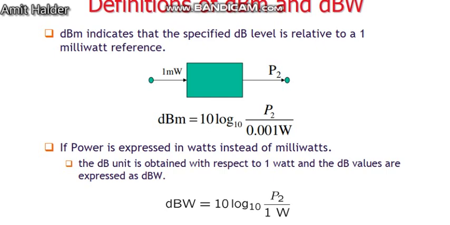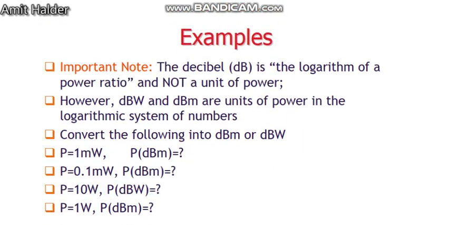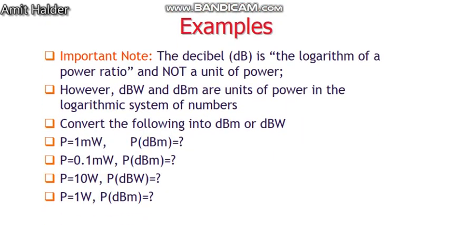But decibel with respect to 1 watt is a very big scale. Sometimes a milliwatt is more than enough to have good communication. So we need to think about it. There are comparative examples of how we can use the power levels to find the decibel. The logarithm of a power ratio is not a unit of power. However, dBW and dBm are units of power in the logarithmic system of numbers. So you can convert the following from dBm to dBW.